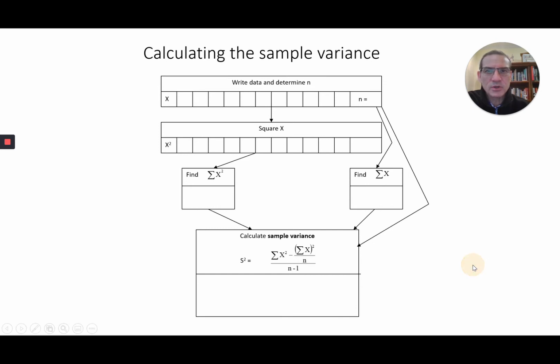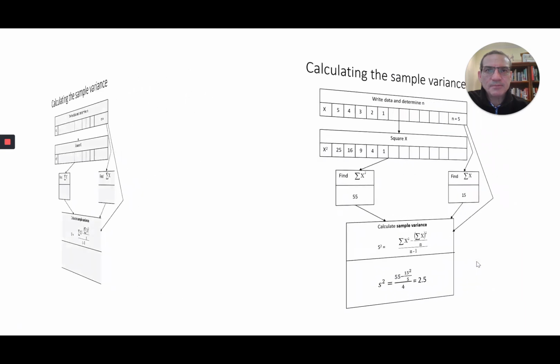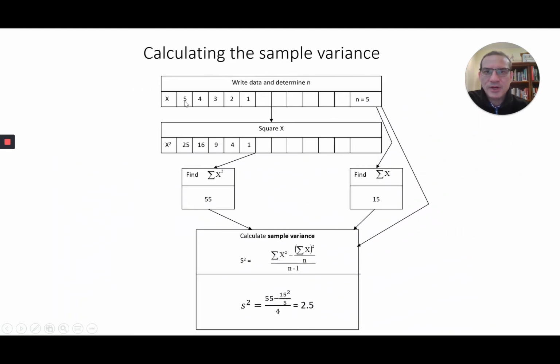So let's look at a very quick example here. A small sample, 5, 4, 3, 2, 1. Not a very creative sample, but just to illustrate the process. So we have n equal 5 observations, 1, 2, 3, 4, 5. And with this, you can find the sum of the x's. Okay, it's basically 5 plus 4 is 9, 12, 13, 14, and 15. I'm forgetting how to add, looks like.